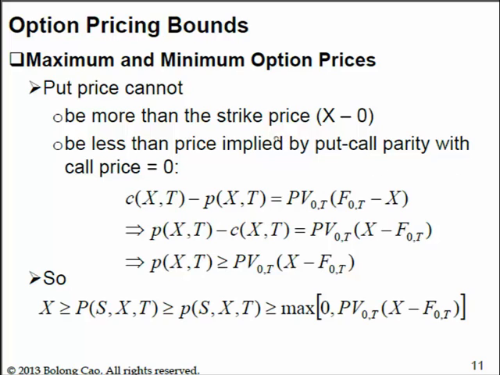Okay, let's look at put option premium. What about put premium? What's its maximum and minimum, or the upper bound and lower bound? So put price cannot be more than the strike price. Okay? Because why? Because in the put option, you have the right to sell at the strike price if the underlying is below the strike price.